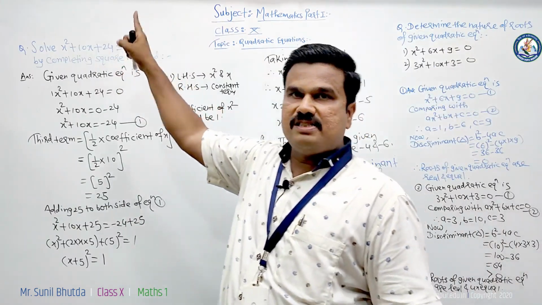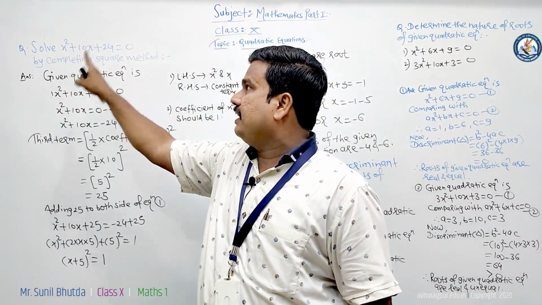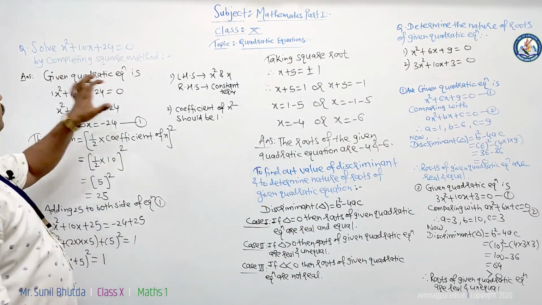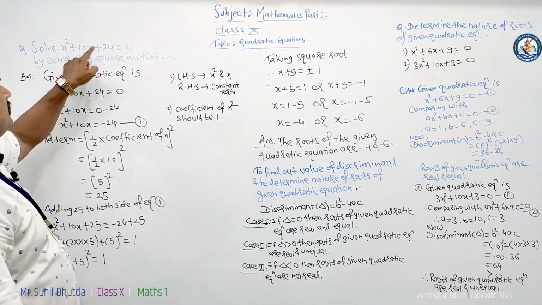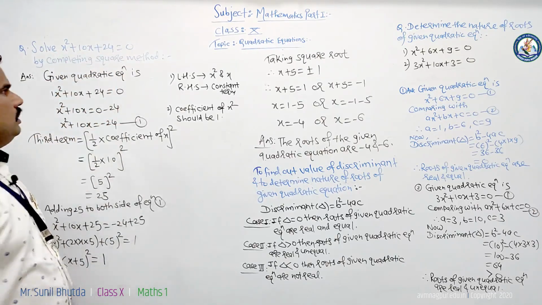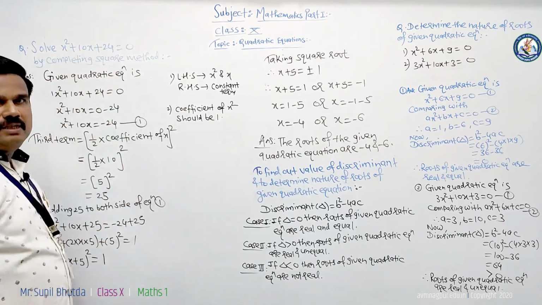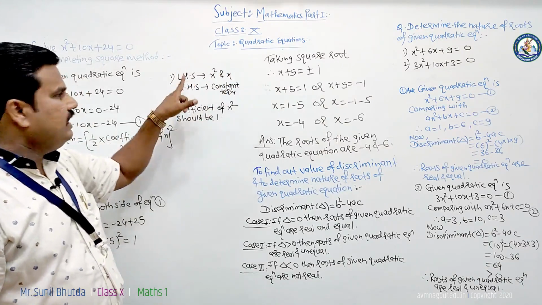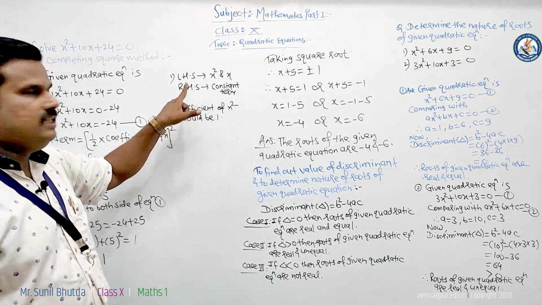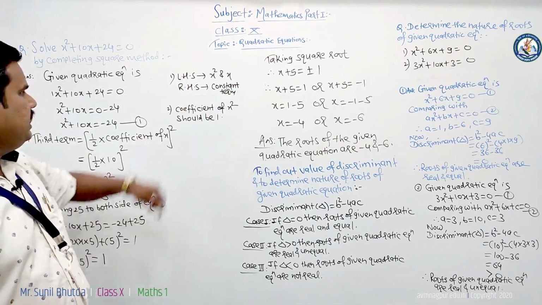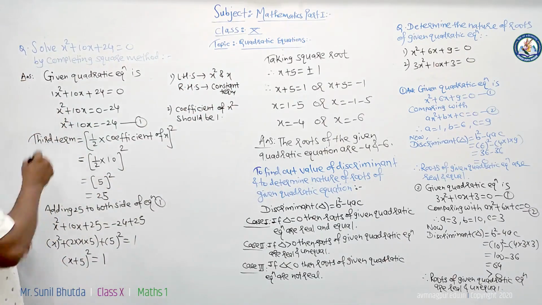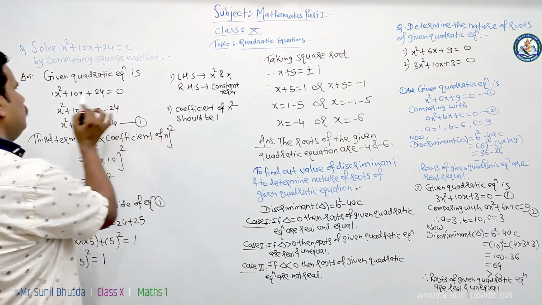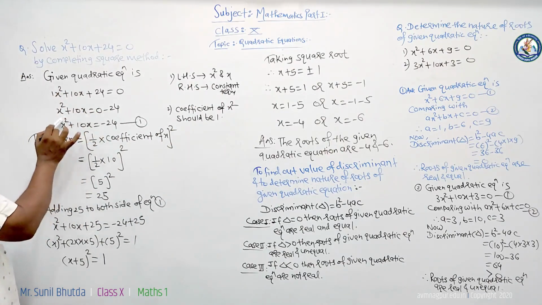Now, we will solve the same quadratic equation by completing square method. Firstly, we will write down the given quadratic equation, that is x square plus 10x plus 24 equal to 0. What is our completing square method? Firstly, we will keep terms of x square and x in the left hand side and we will transfer the constant term to the right hand side. See our equation. In our equation, x square and x are already present in the left hand side. Therefore, there is no need to transfer. We will write these two terms as it is.